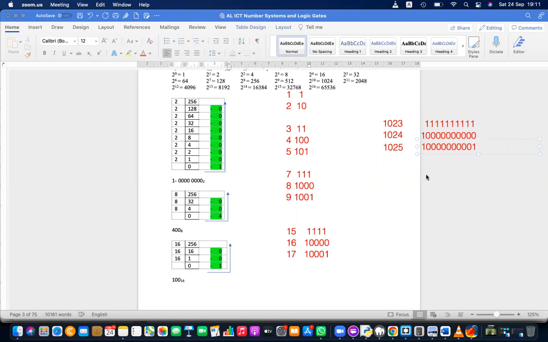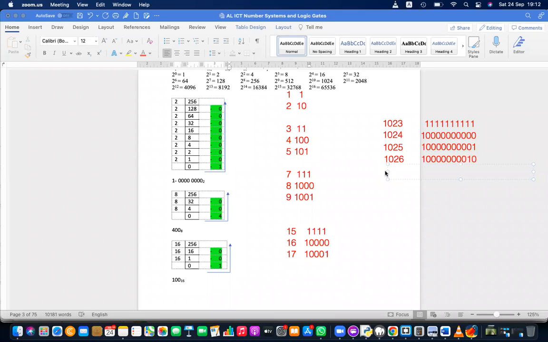Likewise, 1026 you can do too. Let's say 1026, you can guess that, not guessing, you can find the pattern. 1026 is 1 2 3 4 5 6 7 8 9 10 1 0.